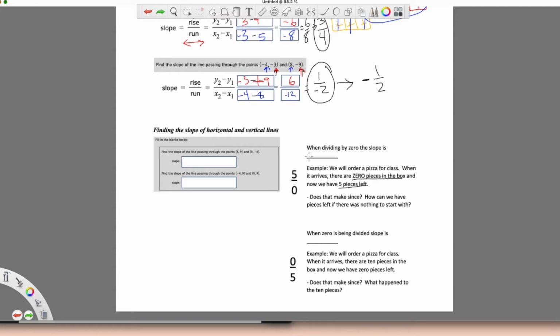So this is what we call undefined. And that's any time that we are dividing by 0. So if we end up having 0 in the bottom of our fraction, it's undefined. And this is an N, not an R.